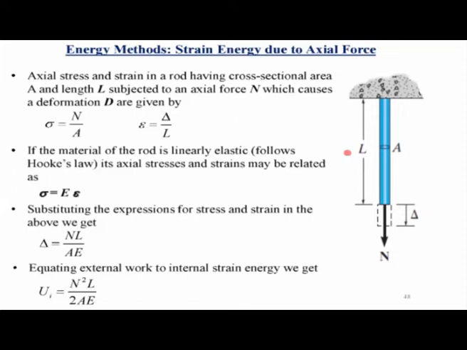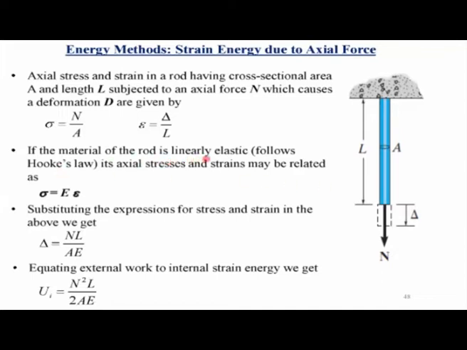Now coming to the strain energy due to the axial loads. If you have a bar or a rod which is subjected to an axial load N, it has a length L, cross-sectional area A, and due to this load N, it undergoes a total deformation delta. Then the stress in the rod, we all know, is given by N over A, where N is the axial load applied and A is the cross-sectional area. The strain in the rod is given by delta over L, where delta is the total deformation that it undergoes under the load N, and L is the original length of the rod.